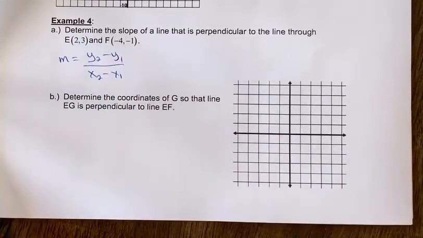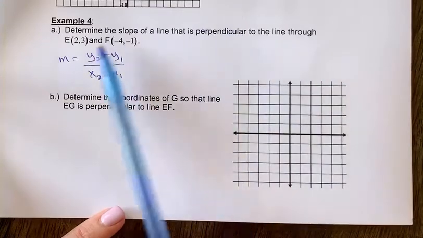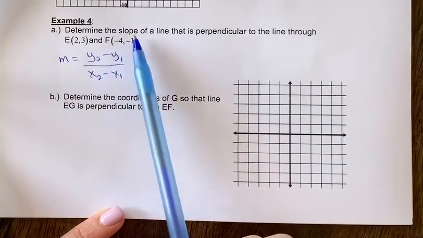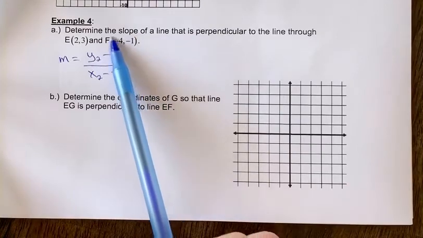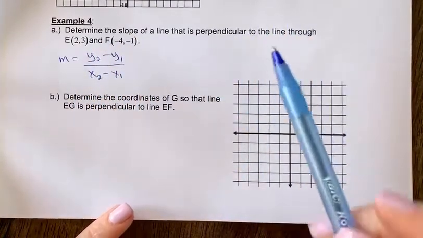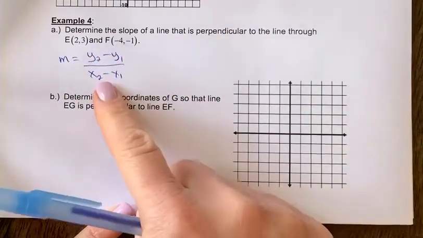Example 4, determine the slope of a line that is perpendicular to the line through the points E(2, 3) and F(-4, -1). So I'm going to find the slope of this line, and then I will take the negative reciprocal of that slope. So the slope of this line, I need the slope formula.